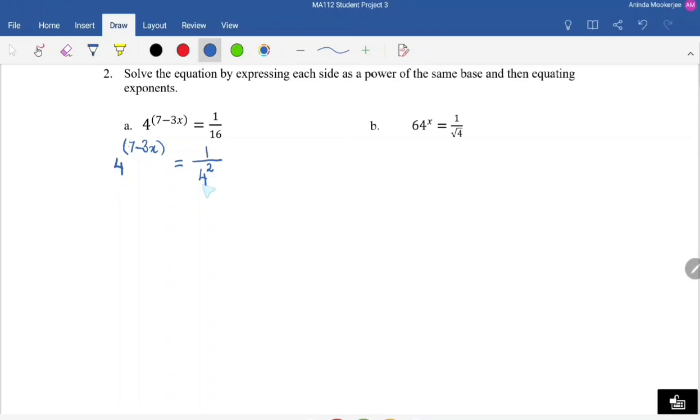Now, because the exponent is in the denominator, to bring the 4 squared to the numerator, we will need to write it with a negative exponent. So this is how it's going to look: 4 raised to the power 7 minus 3x on the left-hand side, no changes there, and then 4 raised to the power negative 2.